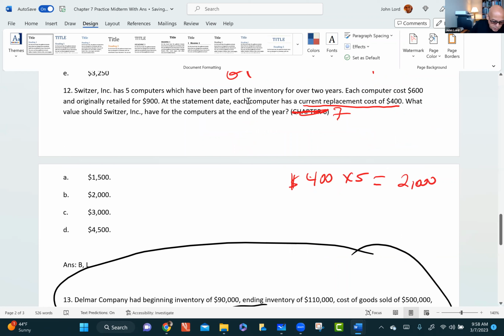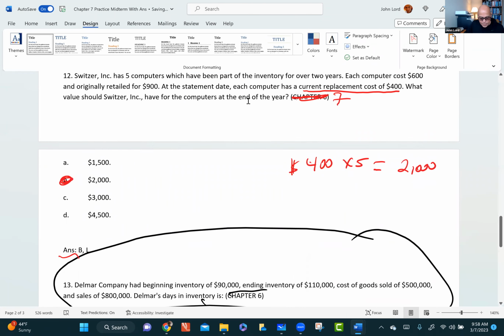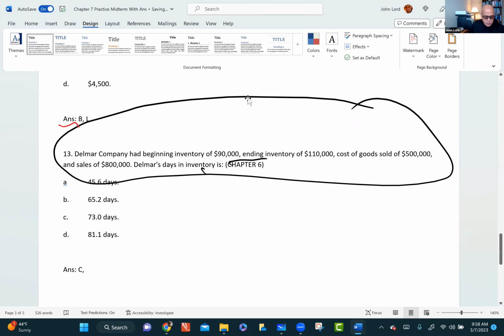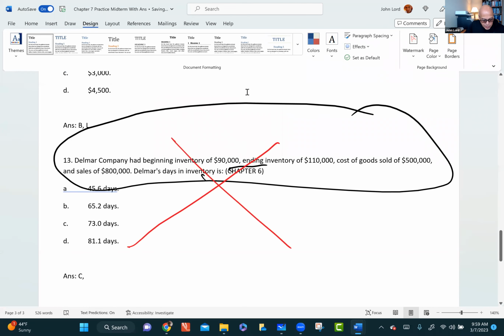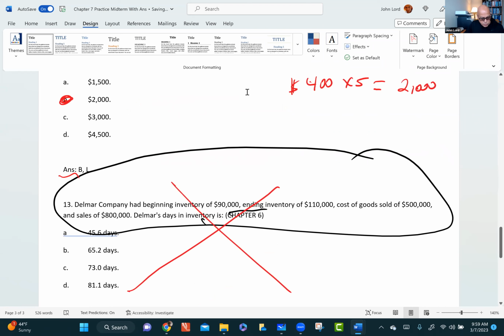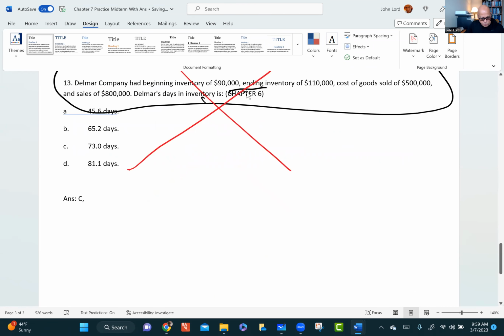Yeah, B. I didn't give it out. There is the answer down there. Okay, I'm not going to ask you inventory turnover. Don't worry about that at this point in time. And that is chapter 7, practice midterm. Questions?